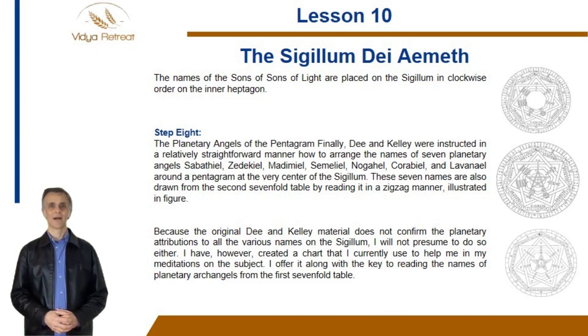Because the original Dee and Kelley material does not confirm the planetary attributions to all the various names on the sigillum, I will not presume to do so either. I have, however, created a chart that I currently use to help me in my meditations on the subject. I offer it along with the key to reading the names of planetary archangels from the first sevenfold table.